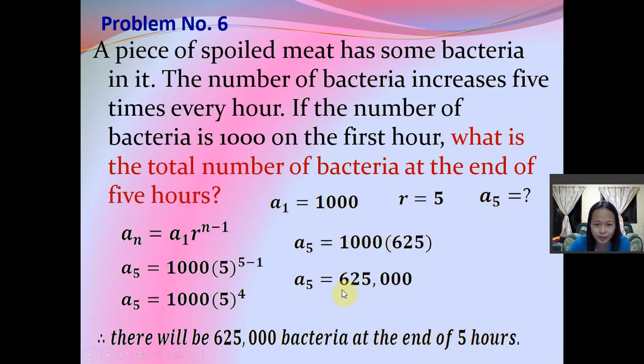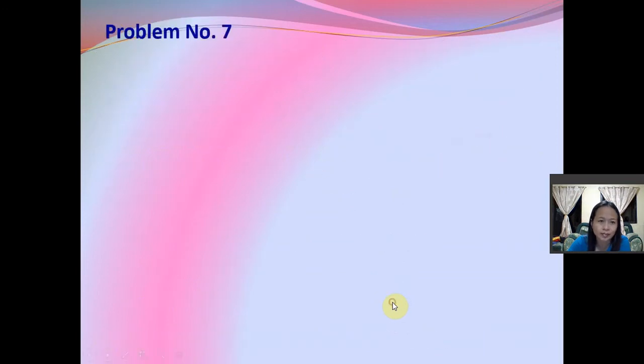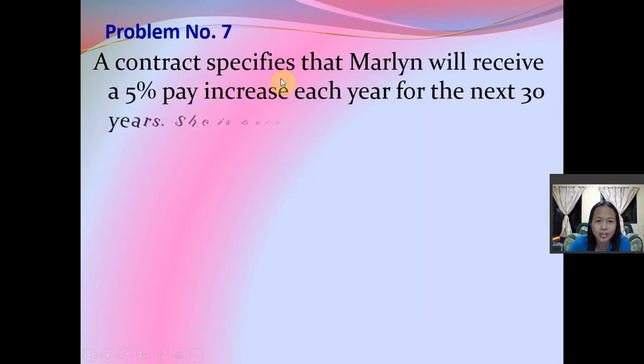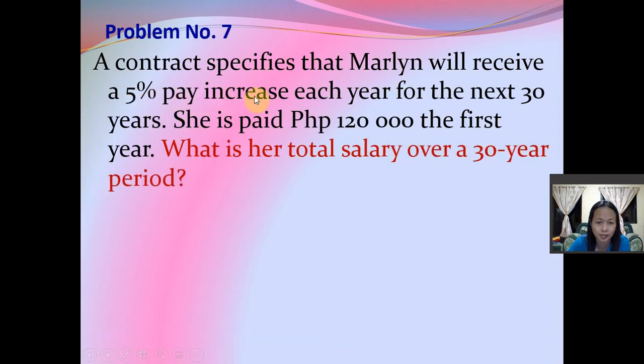Now, let's have problem number 7. We have a contract that specifies that Marlin will receive a 5% pay increase each year for the next 30 years. So every year there will be a 5% increase of her salary. She is paid 120,000 the first year. What is her total salary over a 30-year period?